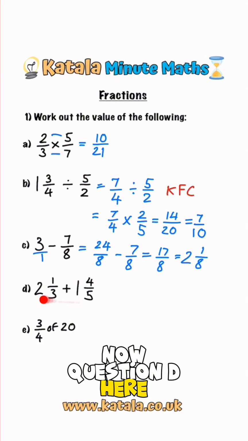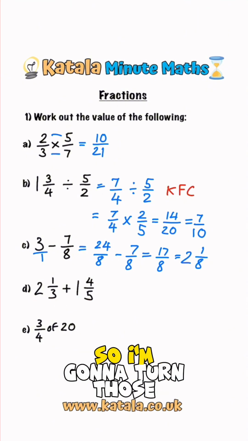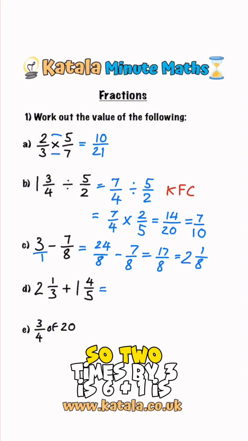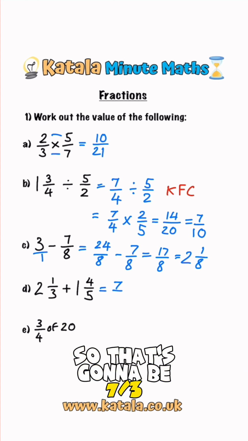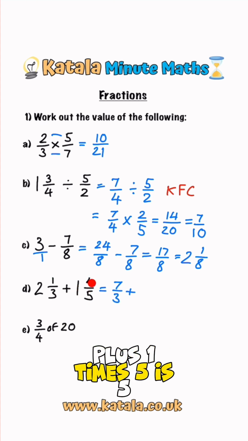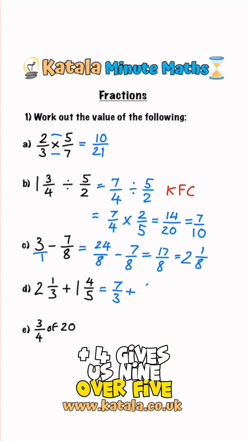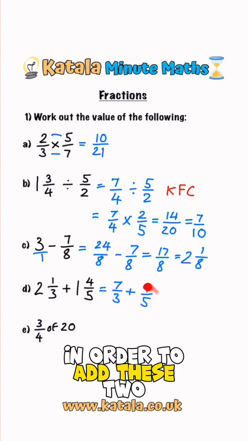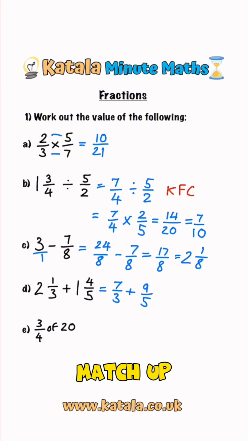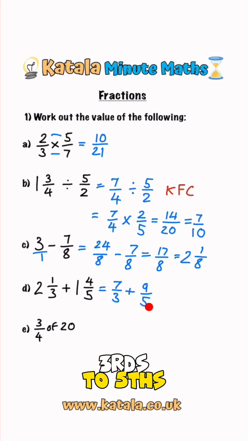Now question D here, we've got 2 very horrible mixed numbers. So I'm going to turn those straight into regular fractions. So 2 times 3 is 6, plus 1 is 7. So that's going to be 7/3, plus 1 times 5 is 5, plus 4 gives us 9 over 5. Now remember, in order to add these two together, we'll need to make sure the bottoms match up, because we can't really add thirds to fifths because they're different things.